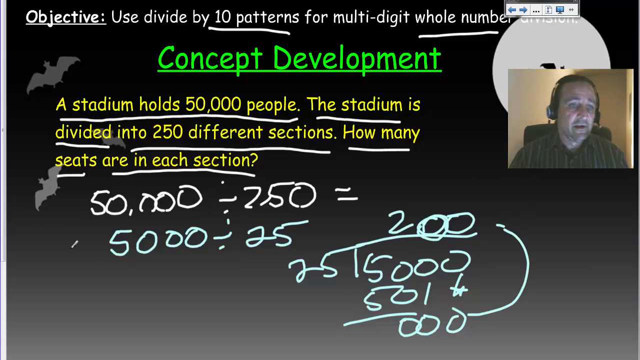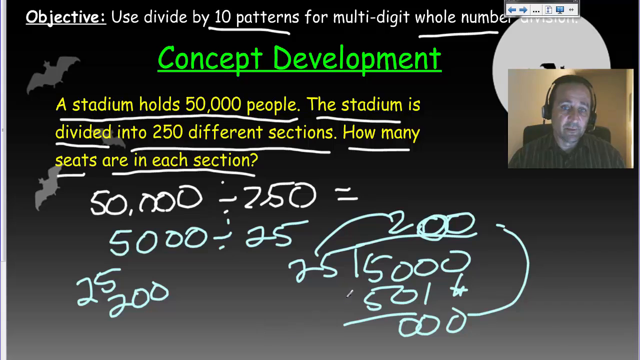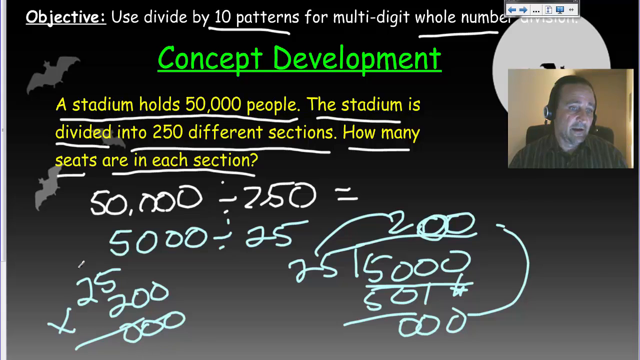Now I have 200. I can check my work: 25 times 200, because these two multiplied should give me back my dividend. When I multiply, I'm just going to put those zeros like so. 10, carry the 1, 4, 5. And I put 5,000. But is that true here? Well, yes, this is 10 times greater and this is 10 times greater, therefore the same answer. That's one way we can solve that.